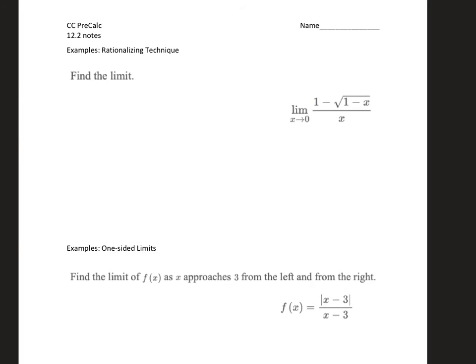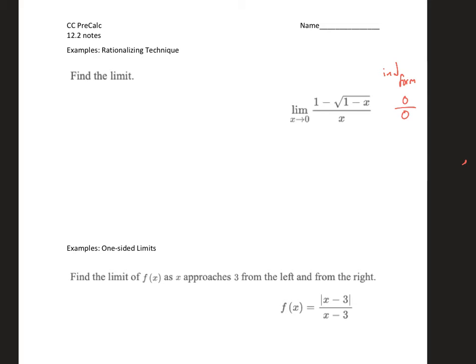The next method that I've got is something called rationalizing. So we've rationalized denominators before. In this example, I have to rationalize a numerator. So if we're going to find the limit of this guy, first if I plug in 0, I get 1 minus 0, which is 0. Square root of 1 is 1. 1 minus 1 is 0 over 0. So again, I've got that indeterminate form. So I've got to do something about it.